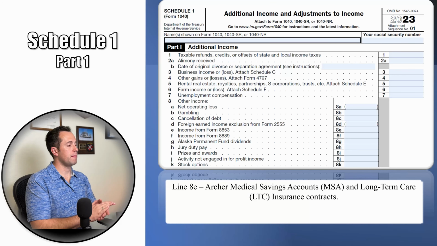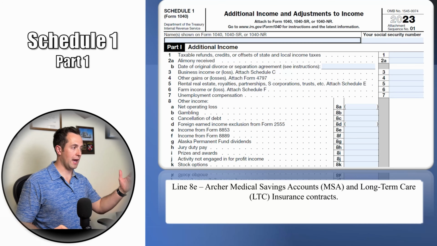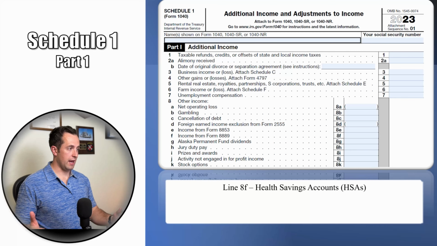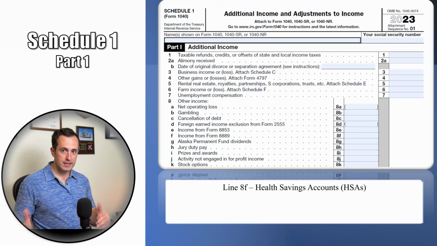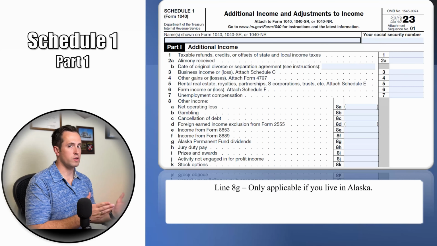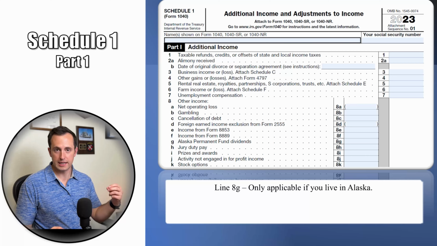8E, this is going to be coming from either an Archer Medical Savings Account, MSA, or a long-term care, LTC, insurance contract. 8F, this is going to be coming from health savings accounts, or HSAs. 8G, this is only going to be applicable if you live in Alaska, because Alaska pays out money to the people that actually live there.